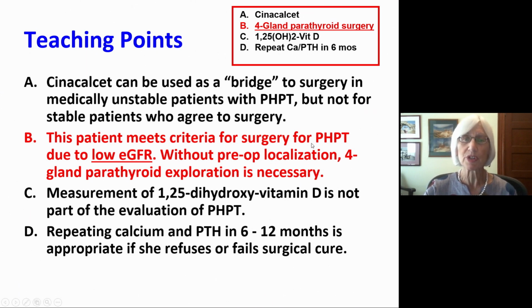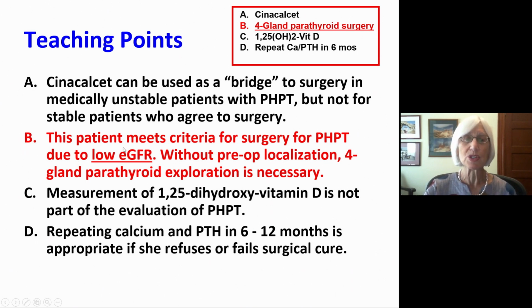Why does she meet criteria for surgery? It's due to her low GFR. She meets the criteria based on that alone. Therefore, you need to first look for an adenoma, which was done and was negative. And if that is so, the next step is to send her to surgery for a 4-gland exploration to find the cause of her primary hyperpara. The measurement of 1,25-dihydroxyvitamin D, it's something we sometimes do in patients with CKD when we're trying to figure out is this primary or secondary hyperpara.